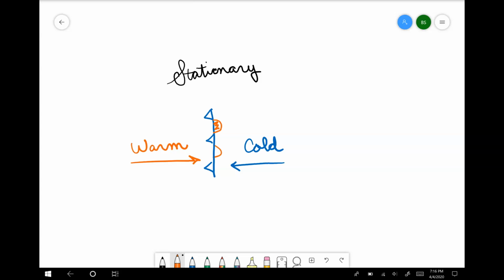And so the symbol for a stationary front is a combination of the symbol for a cold front and a warm front. And neither one is strong enough to move the other, so they stay stationary or in one place until another front comes along and pushes one of them with enough force to move the other.